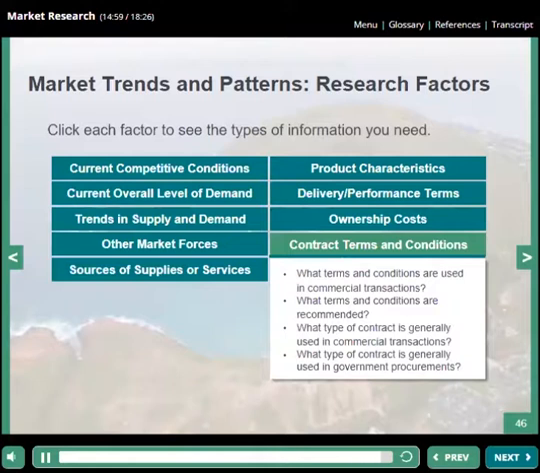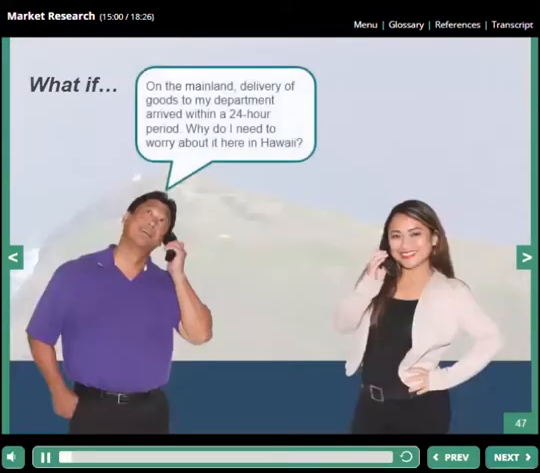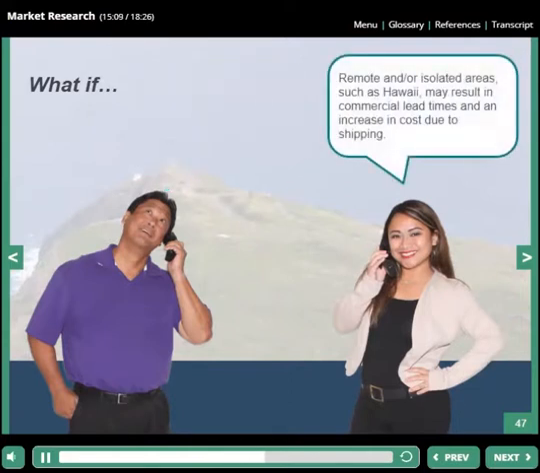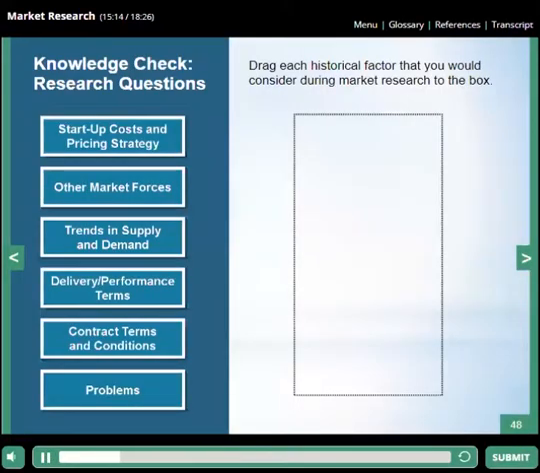used in government procurements. On the mainland, delivery of goods to my department arrived within a 24-hour period. Why do I need to worry about it here in Hawaii? Remote and/or isolated areas, such as Hawaii, may result in commercial lead times and an increase in cost due to shipping. Let's see if you can identify the historical factors you should consider during market research.